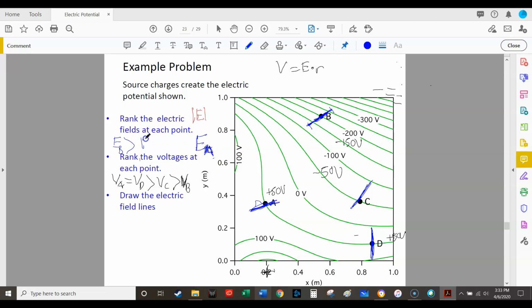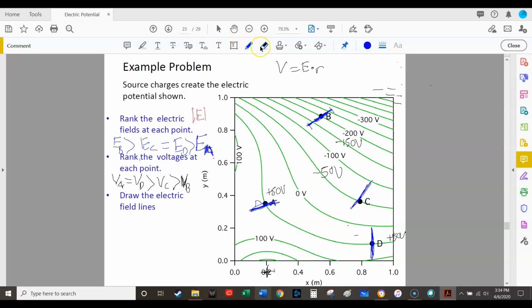And I'm guessing that E sub C is equal to E sub D. They look really close to being the same thing. You might think that D might be greater than C. It's too close for me to call that. But that's my interpretation. I could be wrong.